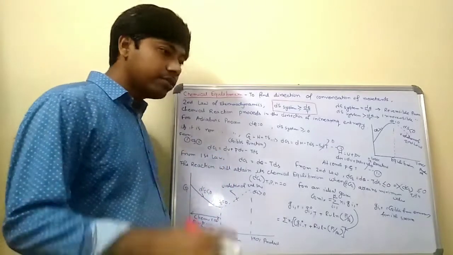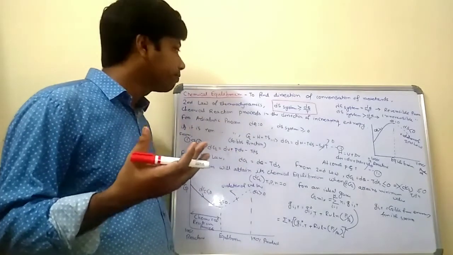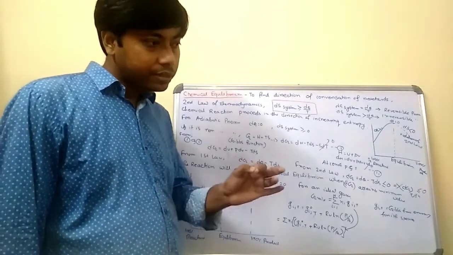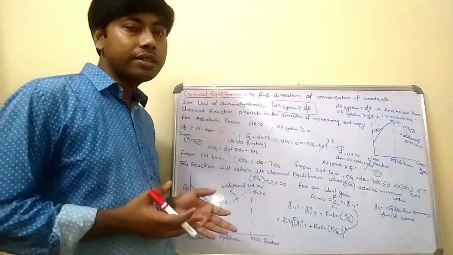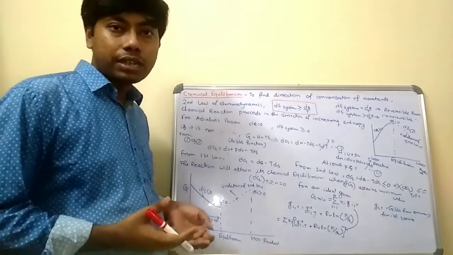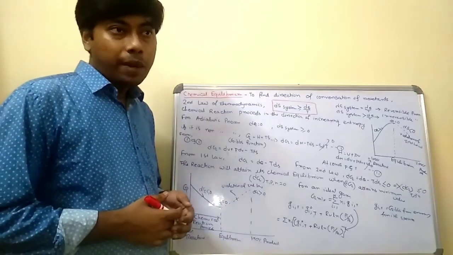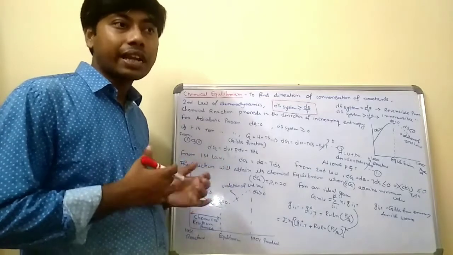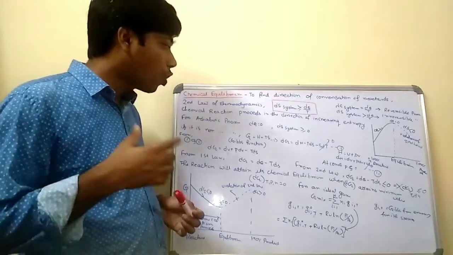Now for the second law, we can assume two types of process: an adiabatic process, if the chemical reaction takes place adiabatically, or a non-adiabatic process. We can assume an adiabatic process for ideal cases, but in actual, real cases the process is not fully adiabatic, it is non-adiabatic.